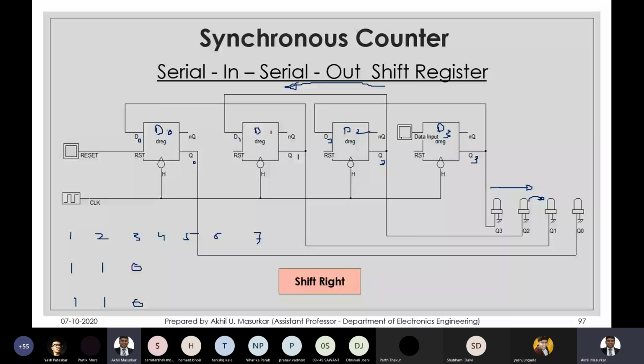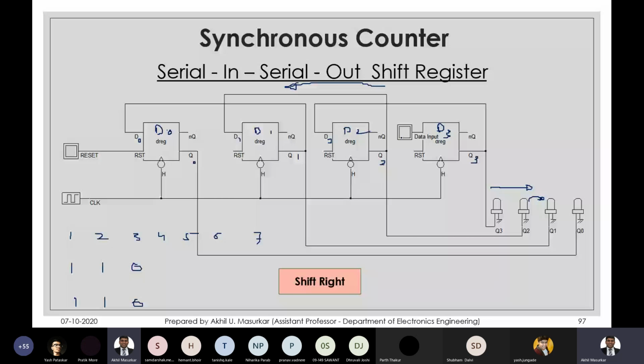That change will reflect on the output. So your question was, is it one time? No, it is not one time. Whatever you feed in serially will come out serially. If you are feeding ones continuously, you will get ones continuously. If you are feeding zeros, you will get zeros continuously.